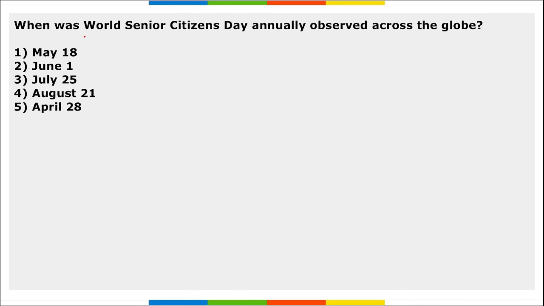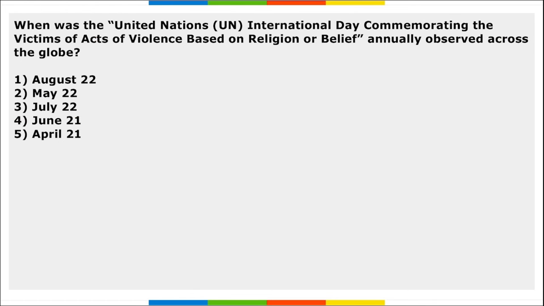Next, when was World Senior Citizens Day annually observed across the globe? So it is 21st of August we observe World Senior Citizens Day, and senior citizens are those individuals who are 60 years or older.